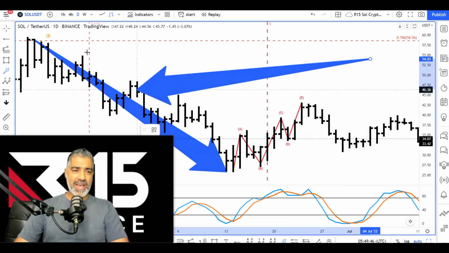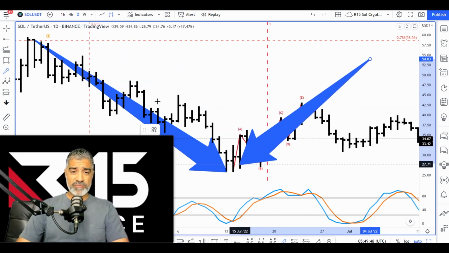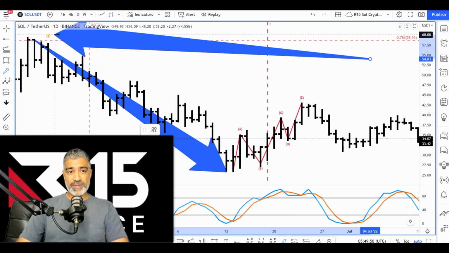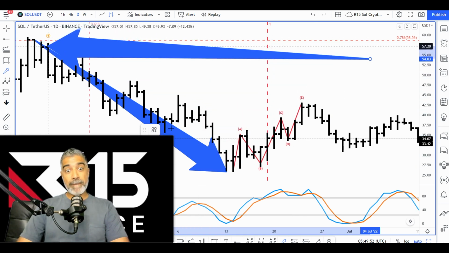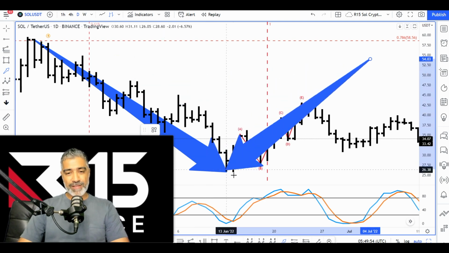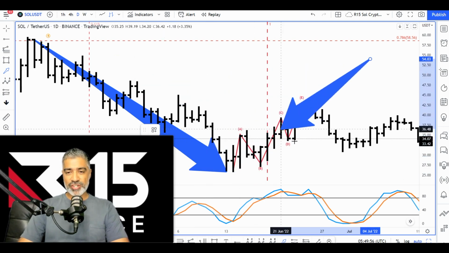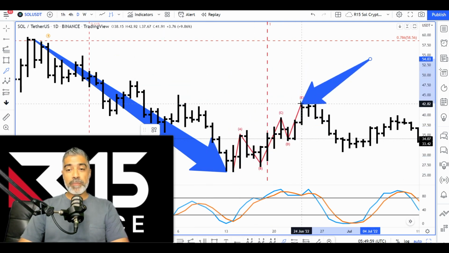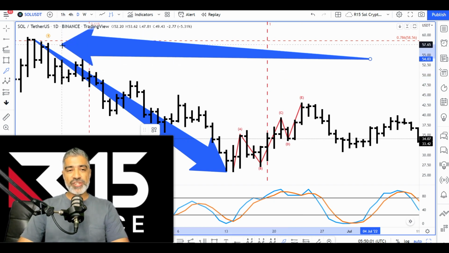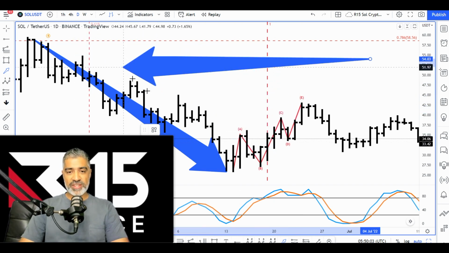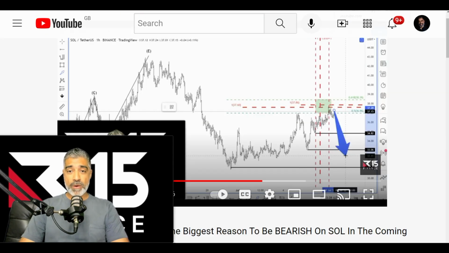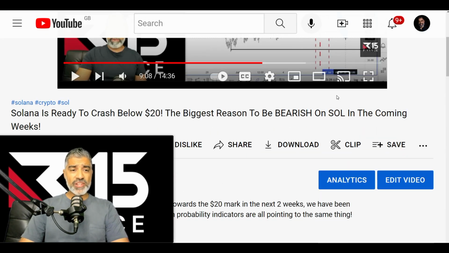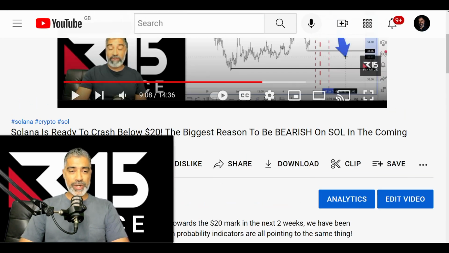And when we have impulsive movements to the downside, bearish impulsive is the word I was looking for, but then we have a corrective structure like this. This tells us we're more than likely going to get a continuation of the former trend, which is this. And this is why we made this video where we said Solana is ready to crash below $20.